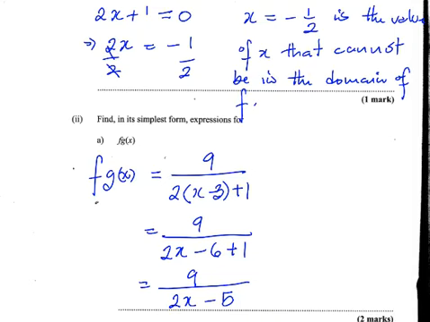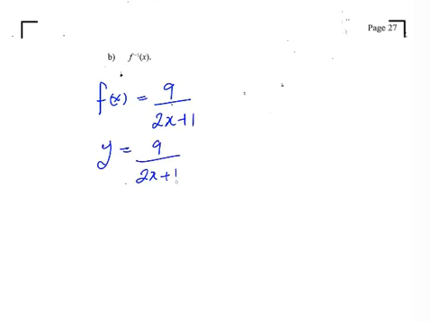So next, we need to find in its simplest form an expression for f inverse of x. So to do that, I'm going to start with f of x, which is equal to 9 over 2x plus 1. So this first step is to write the defining equation for f of x. So I'm going to take out f of x and say y is equal to 9 over 2x plus 1.